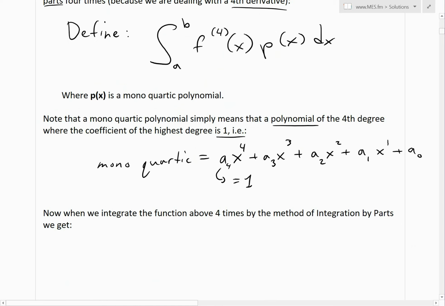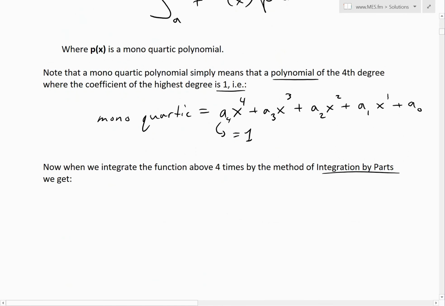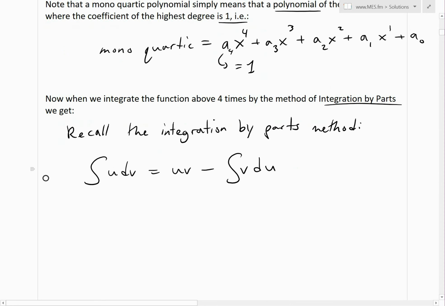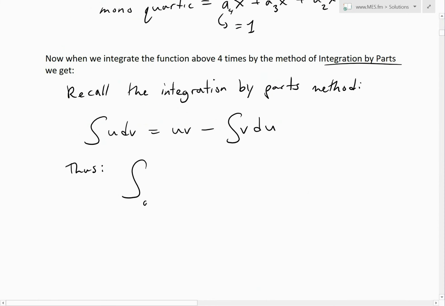And now what we do is basically integrate the function above 4 times by the method of integration by parts. And again, recall the integration by parts method. If we recall it from our earlier videos, it's basically the integral of u dv equals uv minus the integral of v du. So now in our case, that's what we have right now. What we're dealing with is the integral from a to b of f 4th derivative of x and then p of x dx.